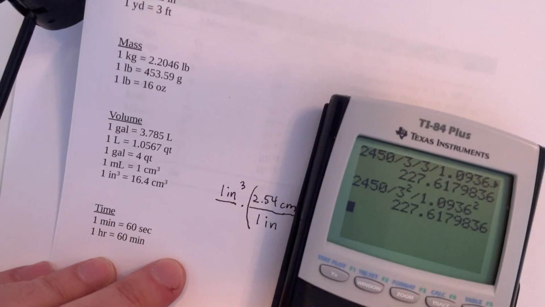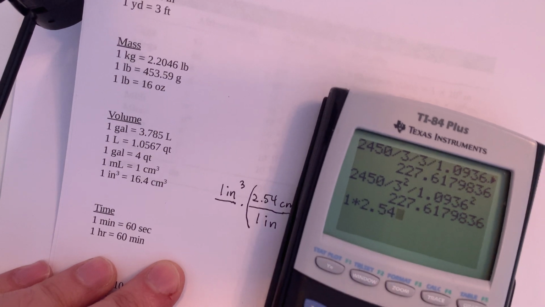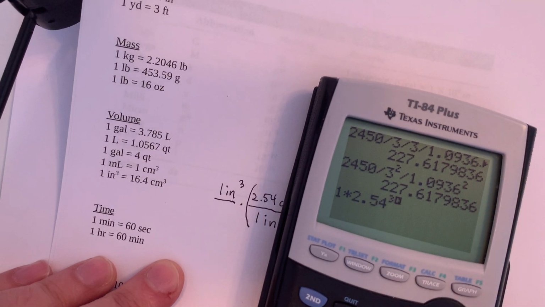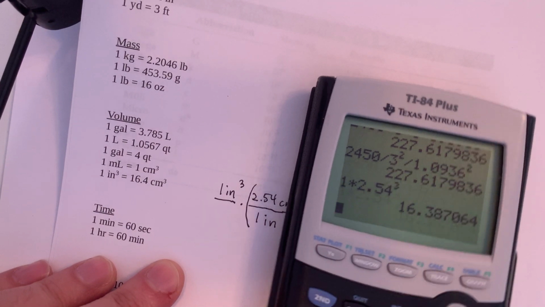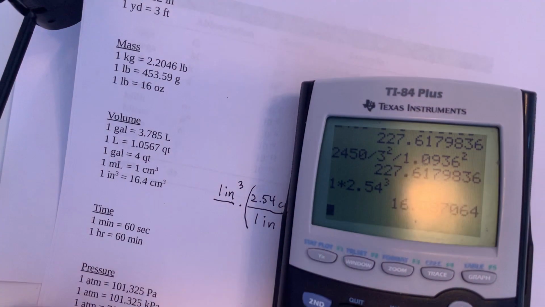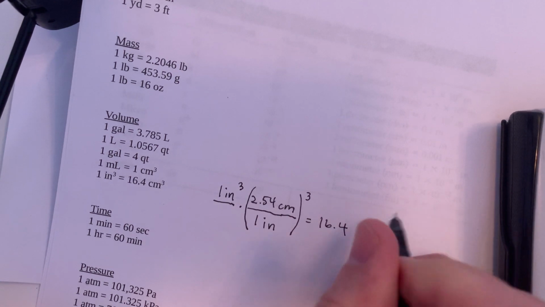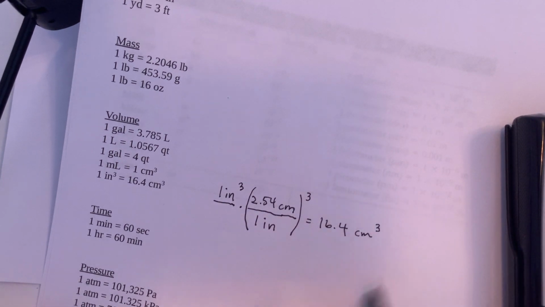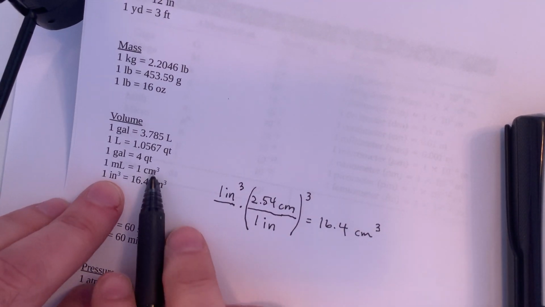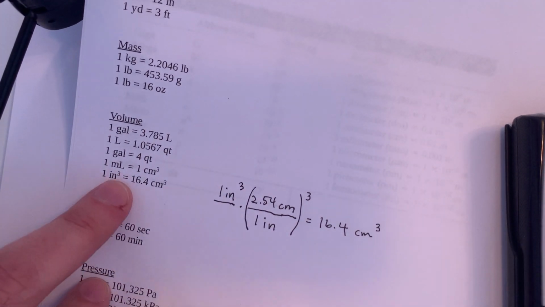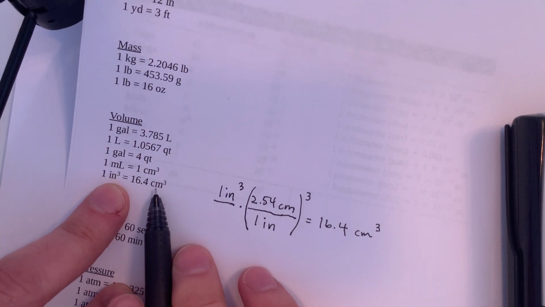Watch what happens. I do 1 times 2.54 cubed, and we get 16.4. So these conversions, if they've already got a cubed or a squared or whatever on them, they've already been multiplied out. You don't have to do it again.